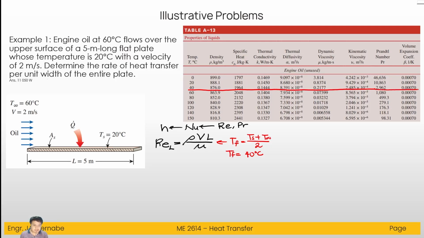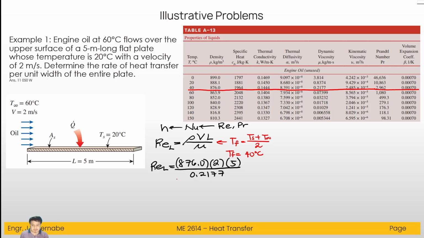So you can actually find the density, and so the Reynolds number. Actually, you also have the Prandtl number as well. You have the density, which is 876.0, times the velocity of 2 meters per second. We have to take note of the units, but let's just write this for now. Then 5 meters, and then mu, the dynamic viscosity, which is 0.2177.